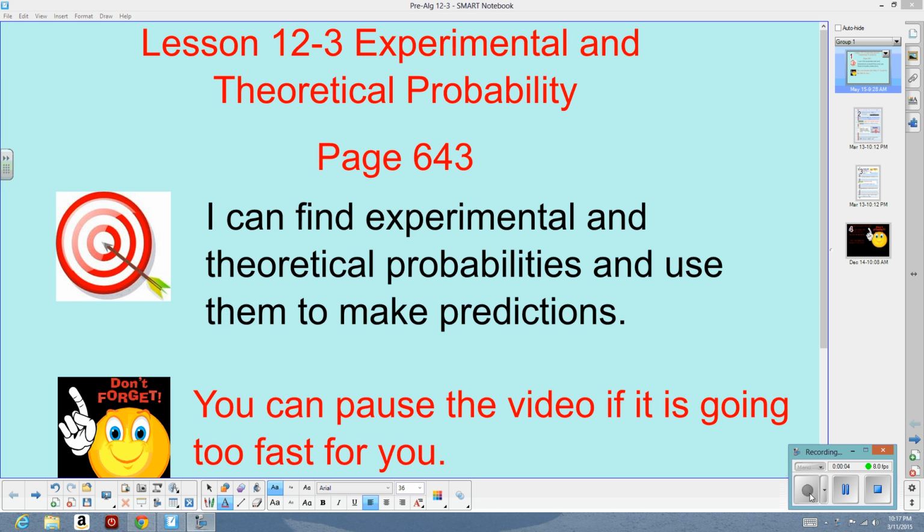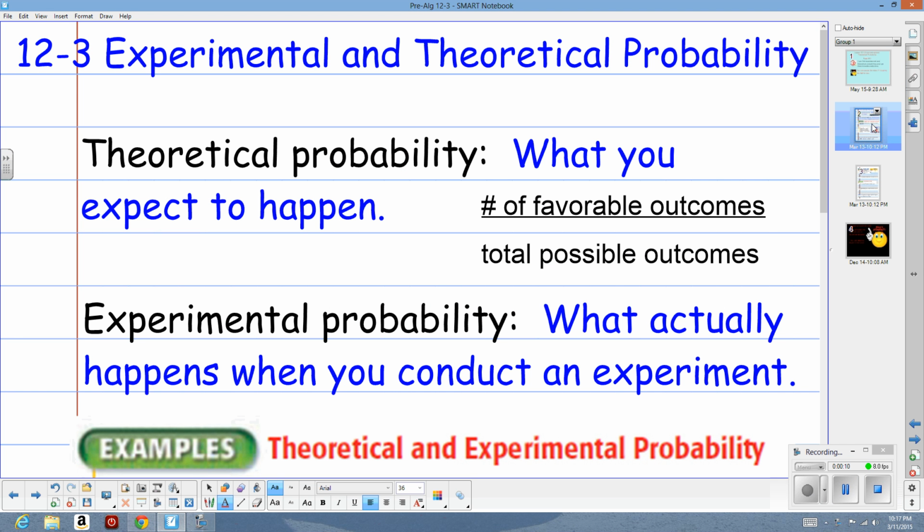Lesson 12.3, you will find experimental and theoretical probabilities and use them to make predictions. Theoretical probability is what you expect to happen. It's the number of favorable outcomes over the total possible outcomes. For example, when you roll a number cube, you expect that you're going to roll the number 3 1/6 of the time because there's 1 3 on the cube. There's 1 3, that's your favorable outcomes, over 6 total possible outcomes.